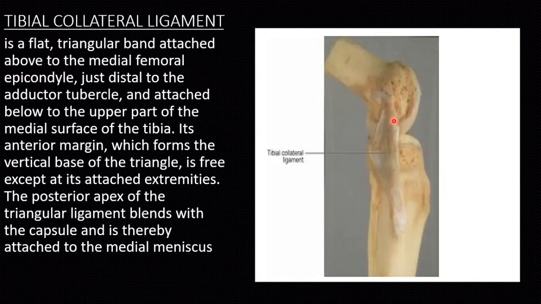Its proximal attachment is the medial femoral epicondyle. Then its distal attachment is to the upper part of the medial surface of tibia. This is the anterior margin of the ligament, which is free except at its attached extremities. Then the posterior aspect here, the posterior apex of the triangular ligament, usually blends with the capsule. This forms the deep component of the tibial collateral ligament, which forms a thickening in the capsule, and that thickening is attached to the medial meniscus.